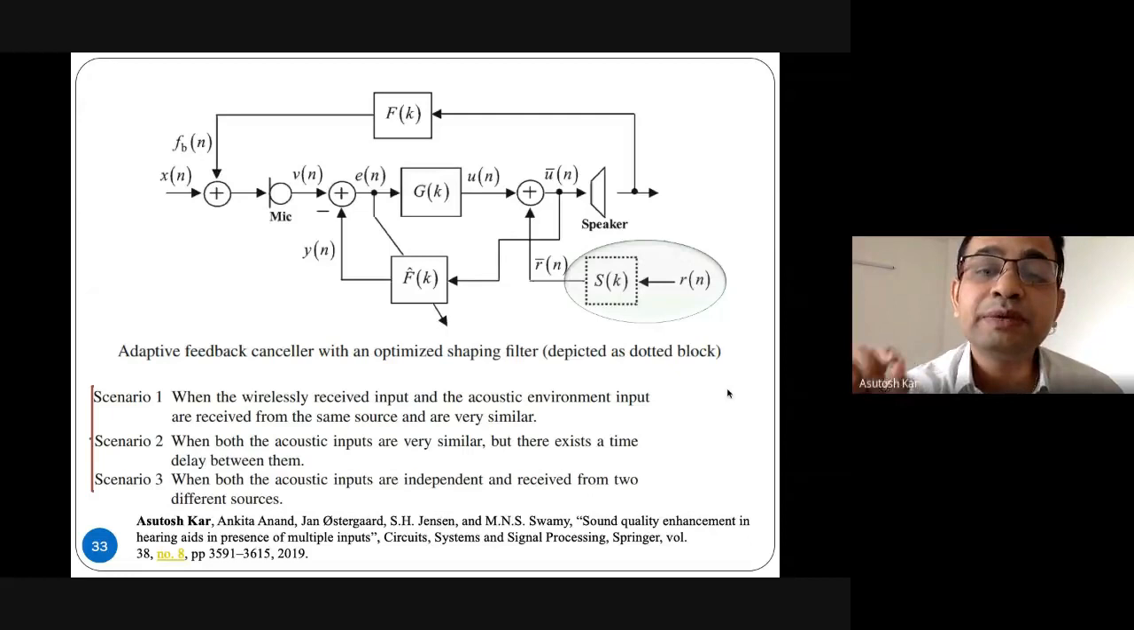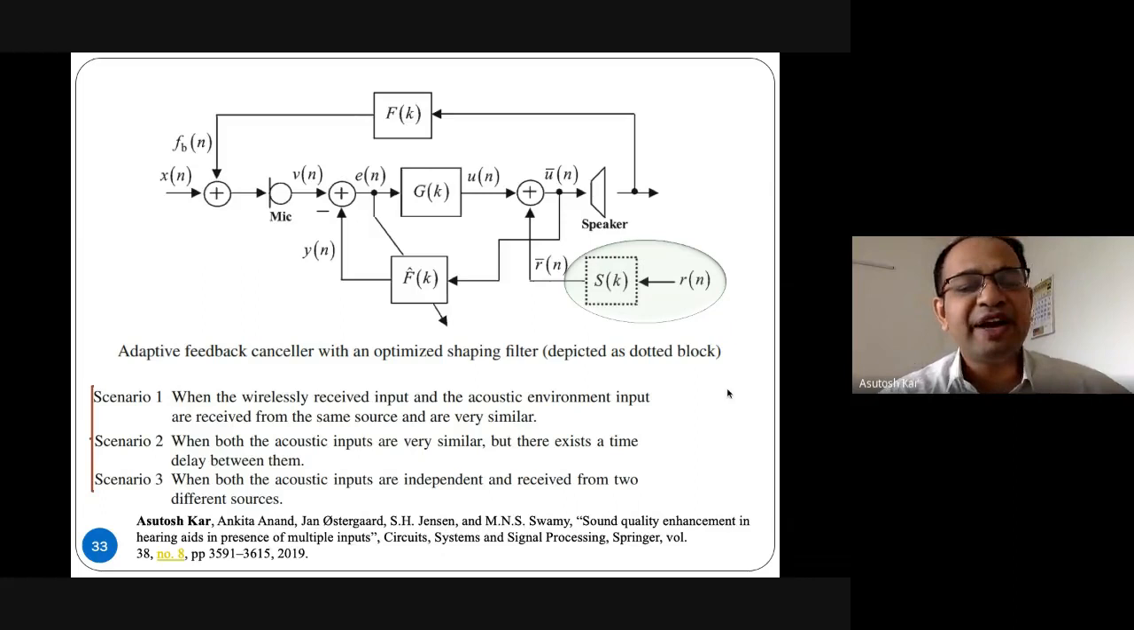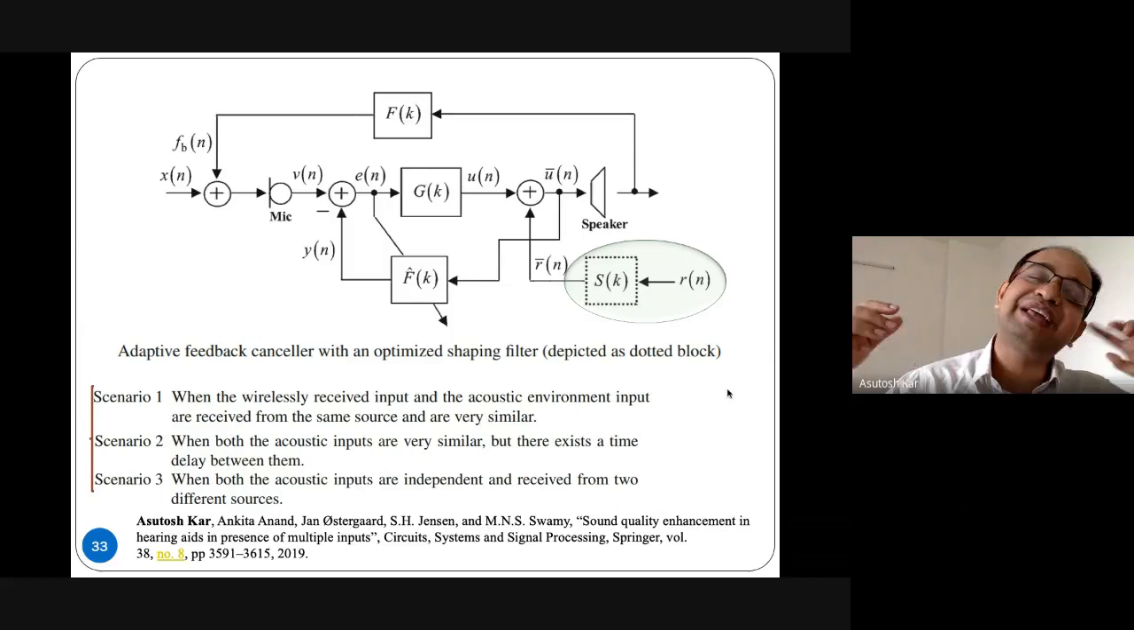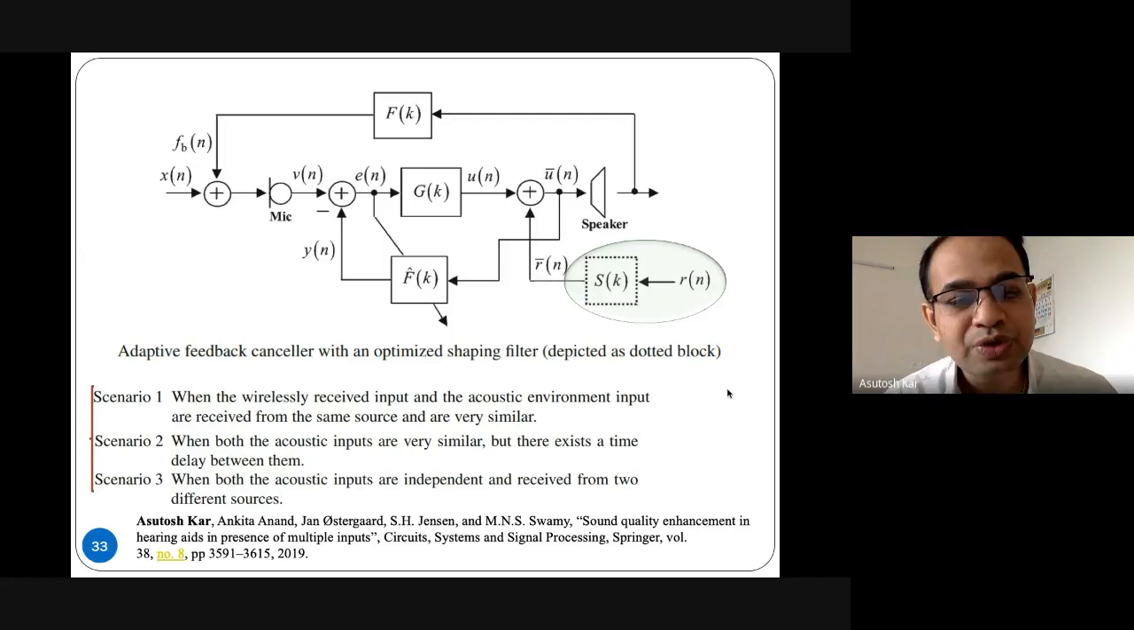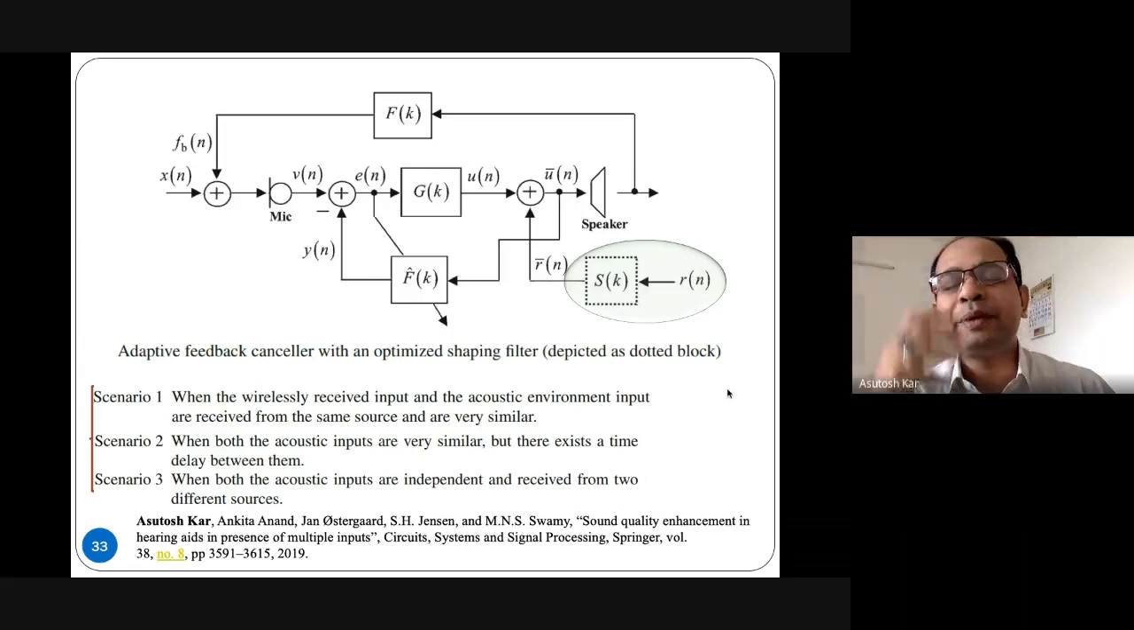Scenario number three is the most confusing scenario. It says both acoustic inputs are independent. For example, I am watching the TV, and my hearing aid is directly connected to the wireless medium. At the same time, somebody is coming and telling me, fire, fire, please run, or some other urgent thing. But my hearing aid is directly connected to the TV. So in that case, we all know what will happen to me. Therefore, in these three situations, as signal processing experts, we need to make a technical intervention so that we can properly address the three interfering scenarios where multiple inputs are there in the hearing aid.